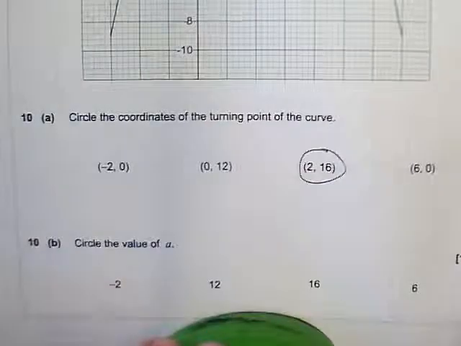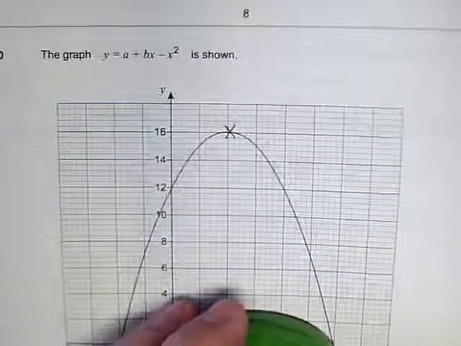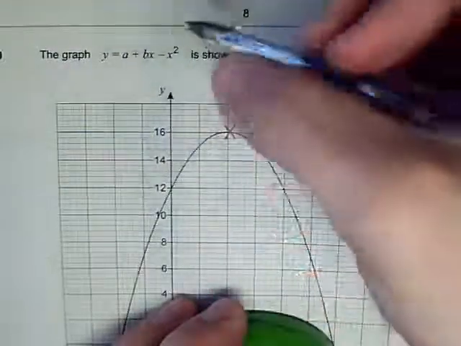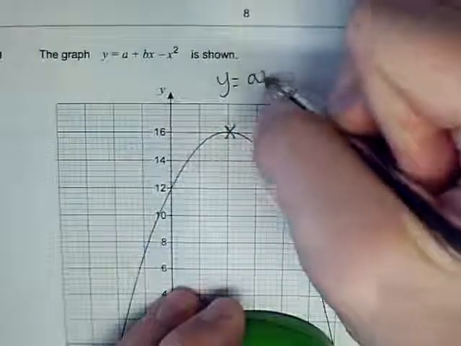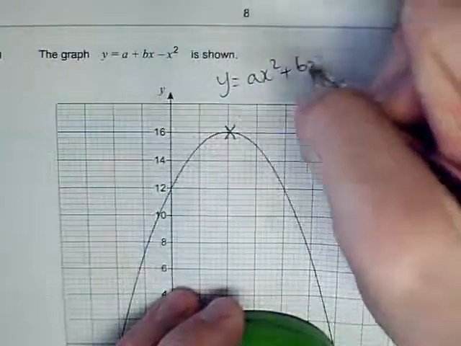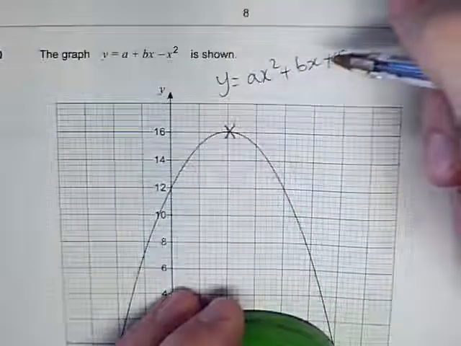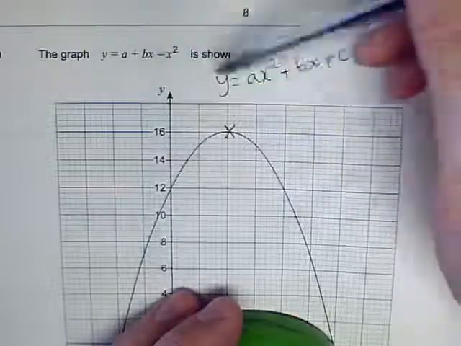Then the second bit, it says circle the value of a. So if we look at the equation, we can see that a is just a constant. Okay, and if we have an equation where y equals ax squared plus bx plus c, so this is a quadratic equation, it is written here in a different way.